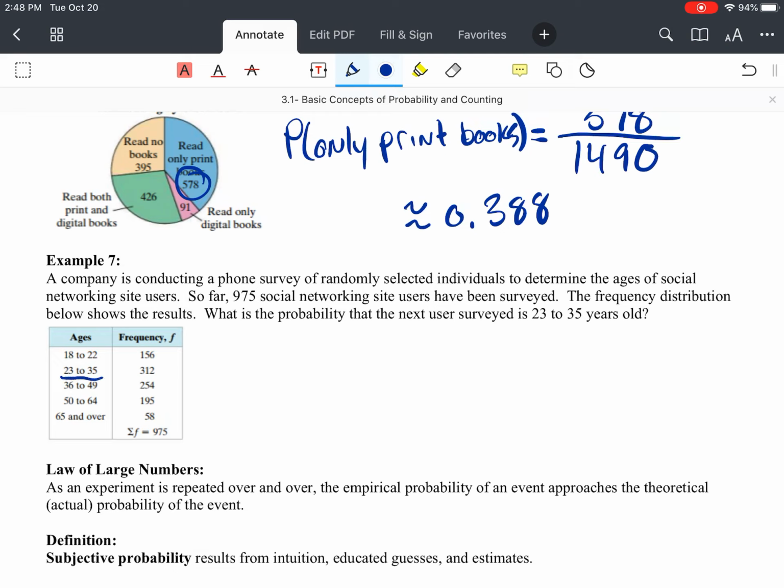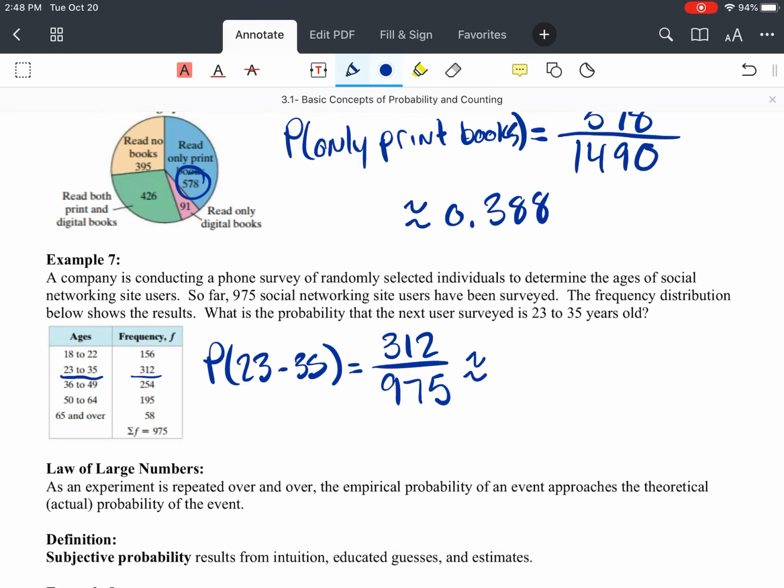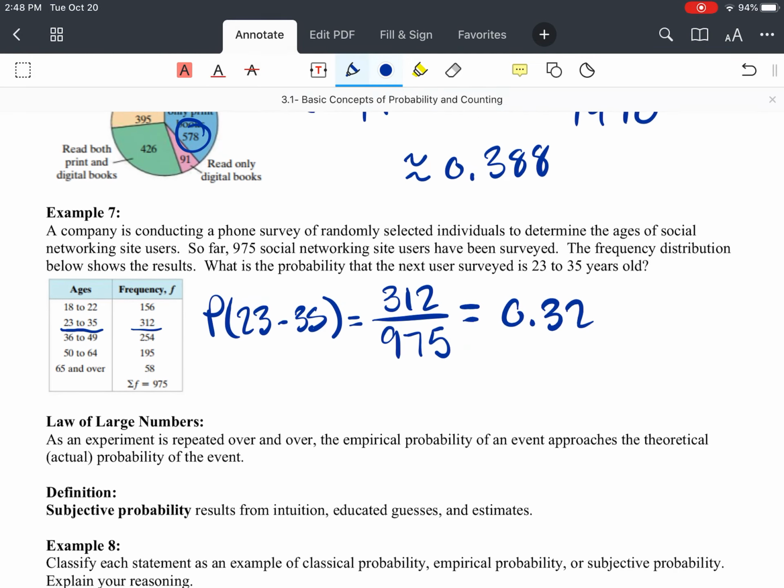Okay, so notice that 23 to 35 years old, well, that's 312. So the probability of 23 to 35 is equal to 312, the number of people within that age range, divided by the total sample size. Okay, and again, we're going to convert this, and it's actually just straight up equal to 0.32, or 32%.